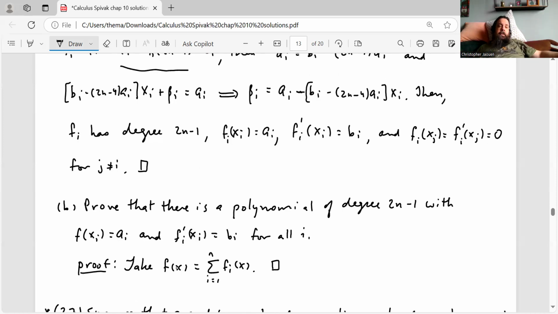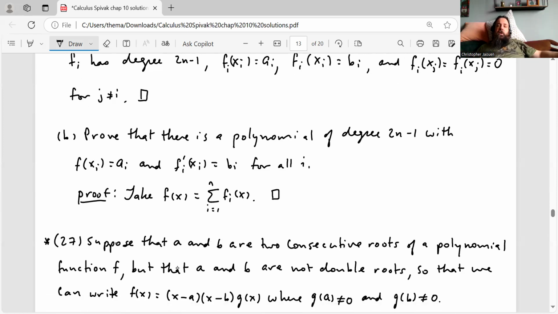Okay. And then in part B, prove that there's a polynomial of degree 2n minus 1 with f of xi equal ai and, I guess should this i be here? Sorry, I just realized this should be an i over here. Okay, f of xi equals ai and f prime of xi equals bi for all i. So you just take the sum of those functions that we defined in part A.